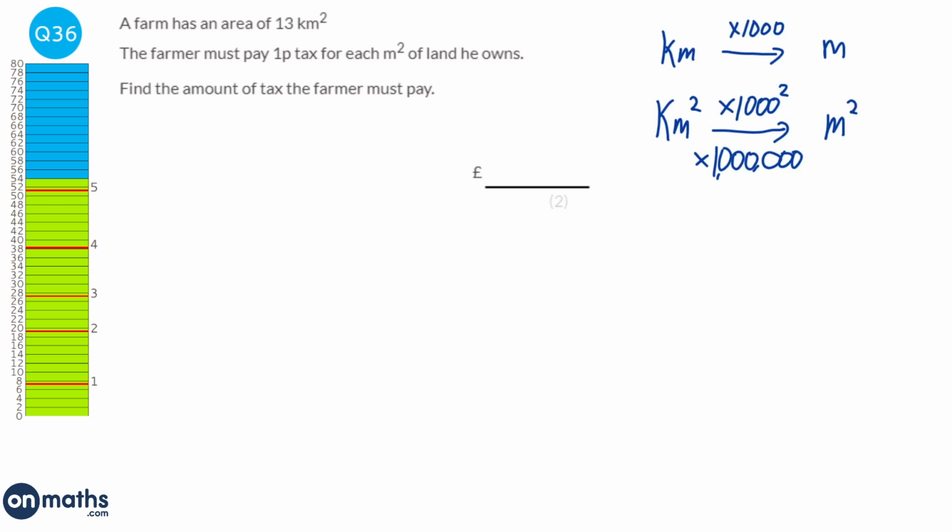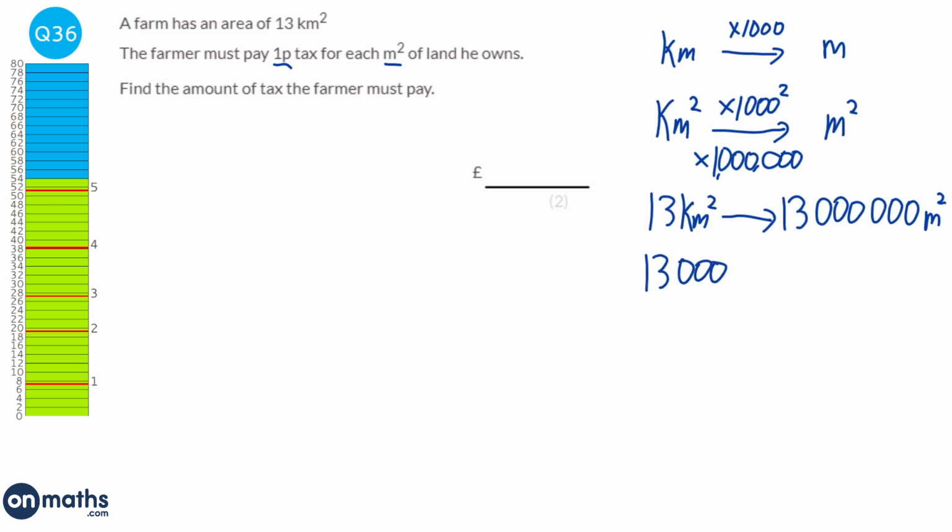So 13 kilometers squared is going to be the 13, and then it's going to be times by 1,000,000. So 1, 2, 3. 1, 2, 3. So it's going to be 13 million. Now, it says here the farmer must pay 1 pence tax for every metre squared. So this is going to be 13 million metres squared. And so that's going to cost him or her 13 million pence.